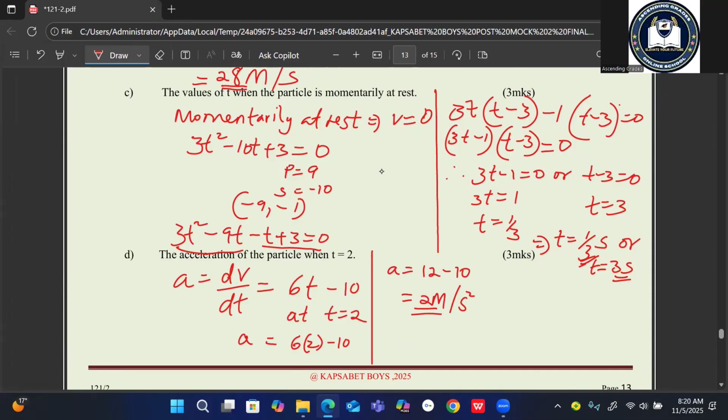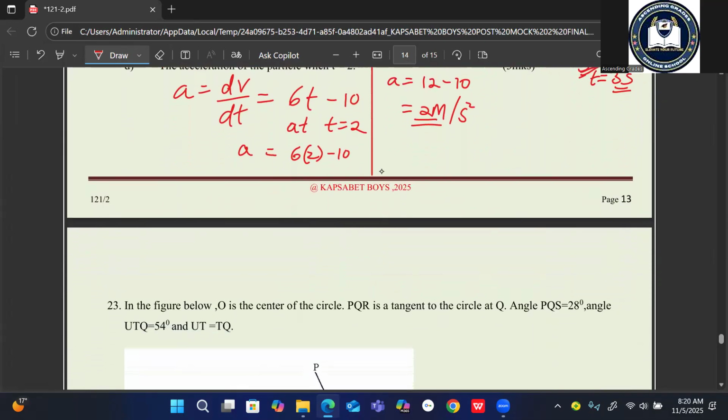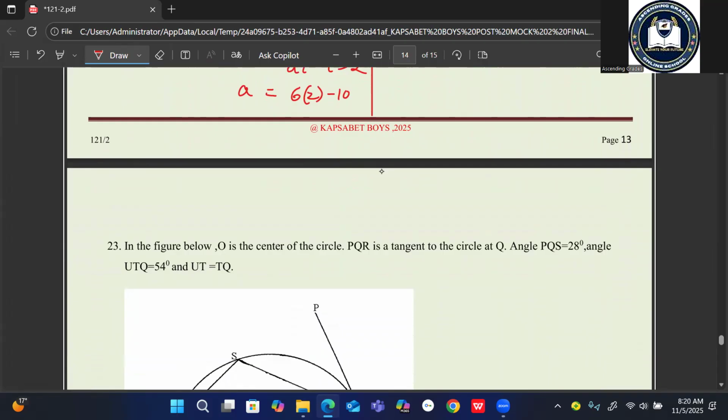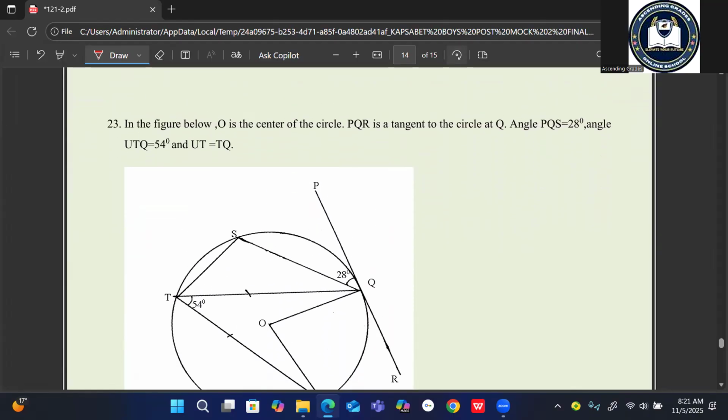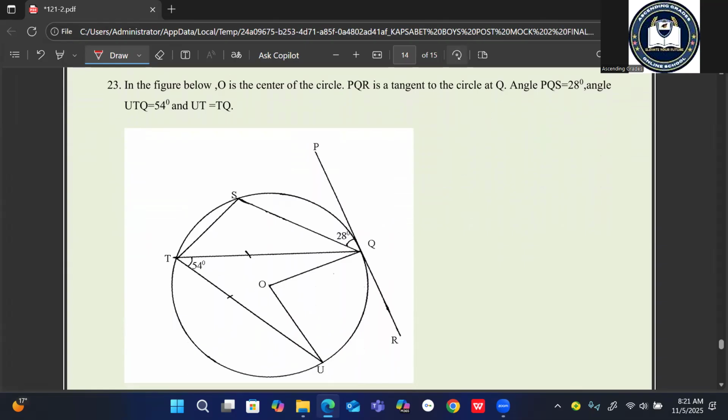From that question, we go to the next one. That is number 23. In the figure below, O is the center of the circle. PQR is a tangent to the circle at Q. Angle PQS is equal to 28 degrees. Angle UTQ is equal to 54 degrees and UT is equal to TQ. So we have it there in the figure below.